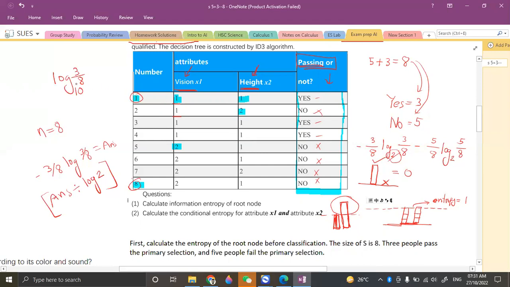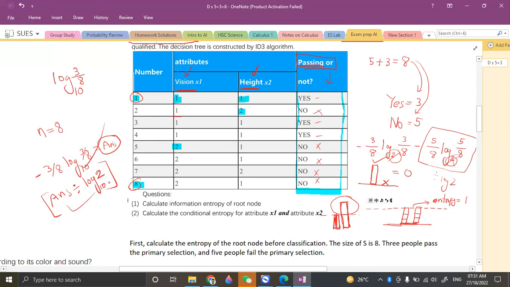So firstly we calculate this part, minus 3 by 8 log 3 by 8, and then we find the answer, and then we divide the answer by log 2. That means it's log base 2. Then minus this part, the 5 by 8 part, and again divide by log 2. Because the calculator cannot calculate log base 2, we firstly calculate log base 10, and then we divide it by log 2.